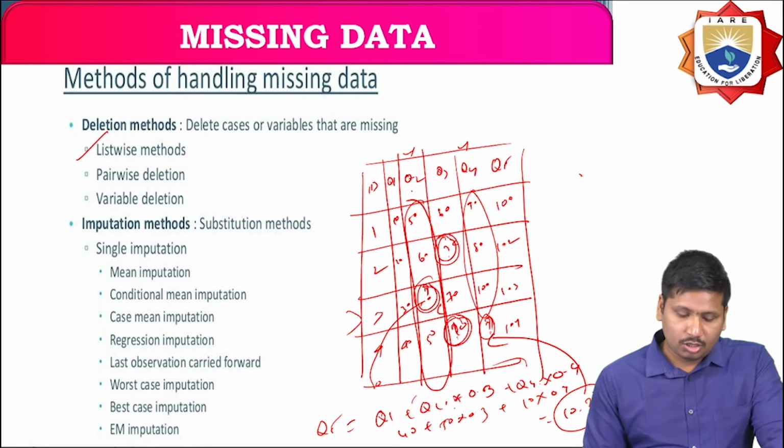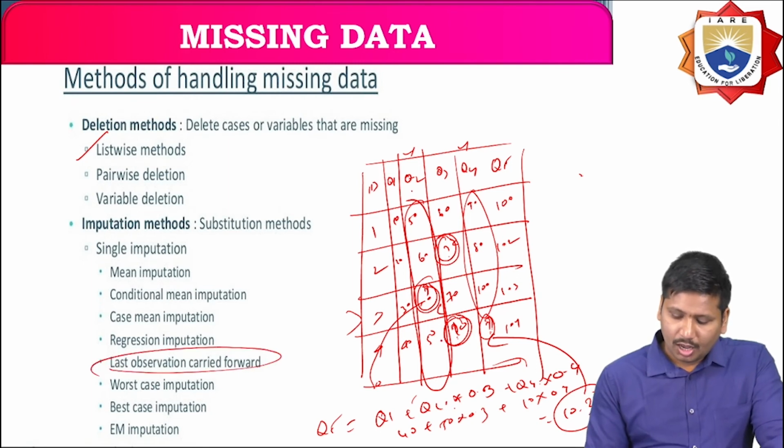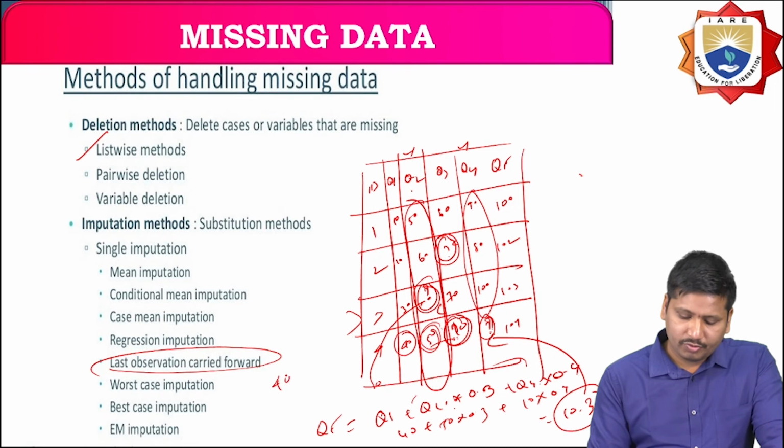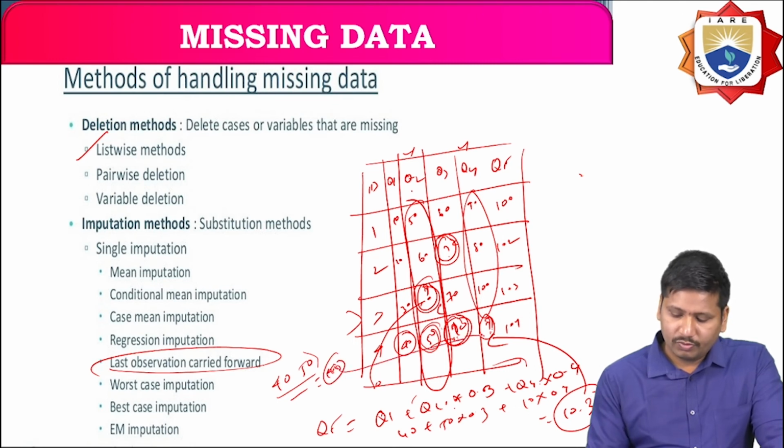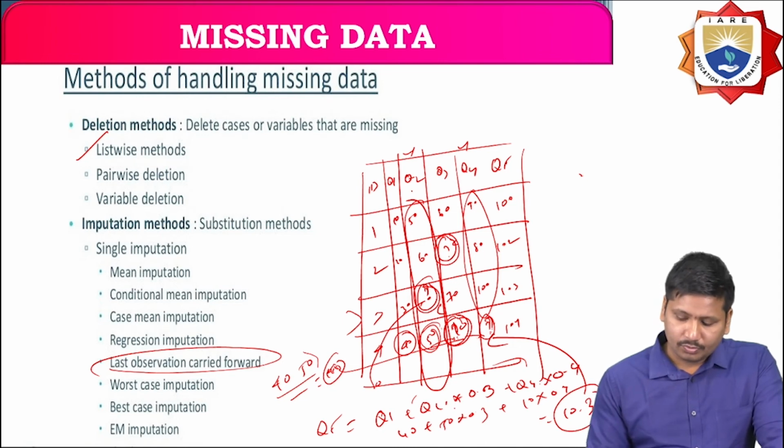And the next one is the last observation carried forward method. Here I can fill with the previous value that I'm getting, or I can take the average of the previous two. So 50 and 40, I have to take the average. The value I'm getting, suppose 45, is going to fill the missing value. That is our last observation carried forward.